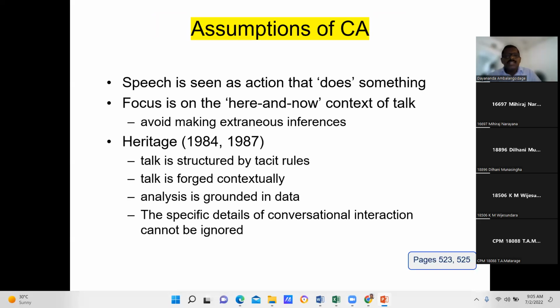Assumptions of conversation analysis. Speech is seen as action that does something. So we consider speech as an action that does something, more than a description. Only thing is, what is this something? We need to interpret. We need to understand from different angles, different perspectives by using different theories. Focus is on the here and now context of talk. Avoid making extraneous inferences. The author Heritage is talking about talk being structured by tacit rules.